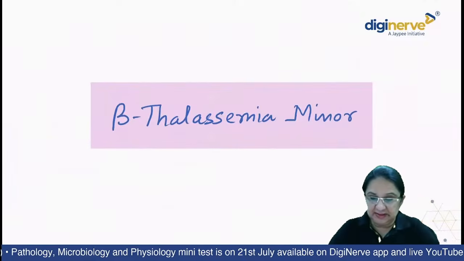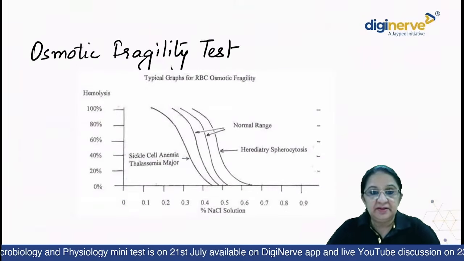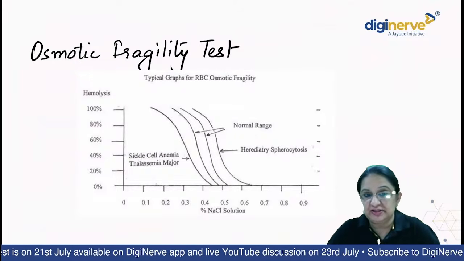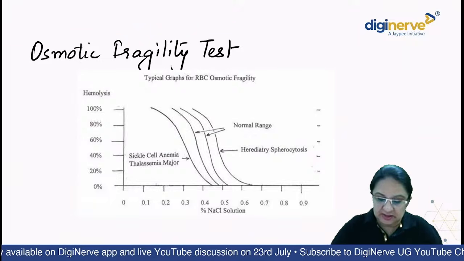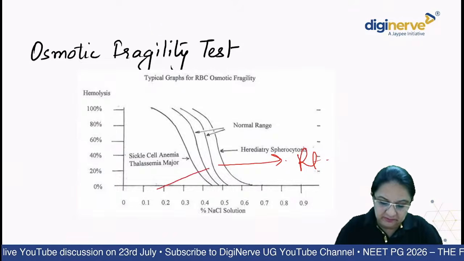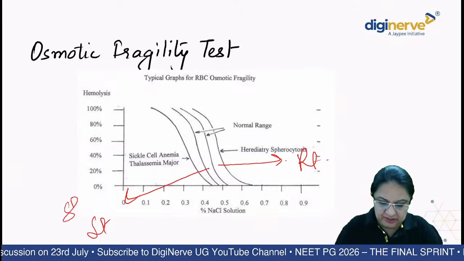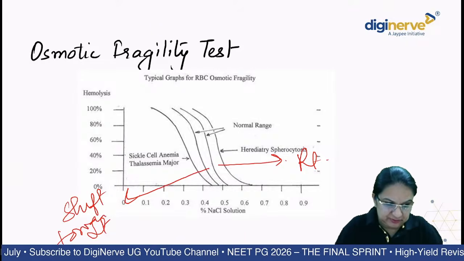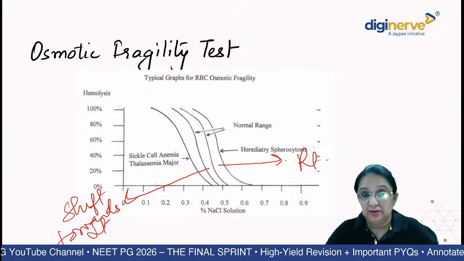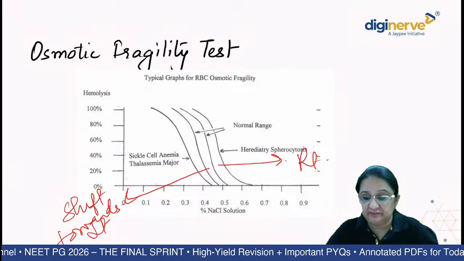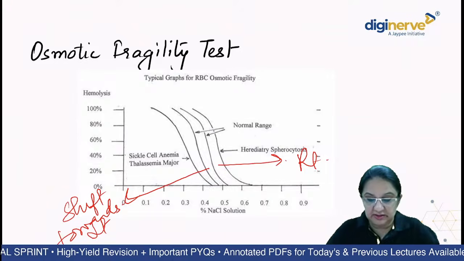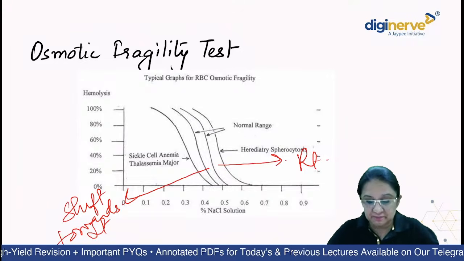Now, coming to beta thalassemia minor. In minor, what is the first test we do? Osmotic fragility. Although not done these days, remember in hereditary spherocytosis the curve shifts towards the right. What happens here? The curve shifts towards the left. Why? Because the cells here are tough. In spherocytosis, because of the membrane defect, the cells were weak. Here the cells are tough and the curve shifts toward the left.